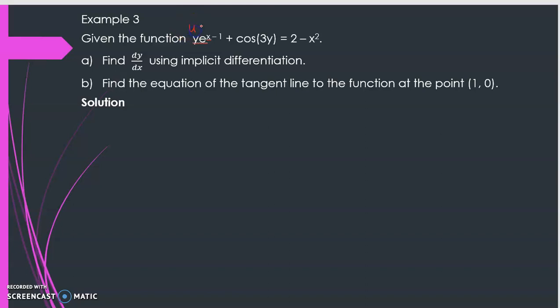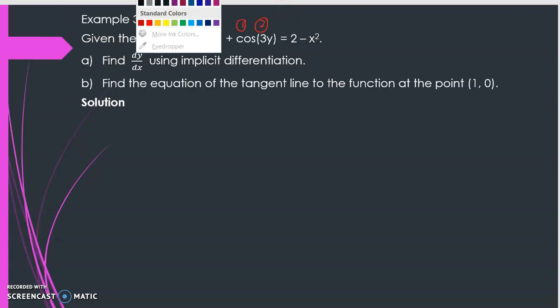Here y is our u, and e to the power of x minus 1 is our v. So here we should use the product rule. Next, differentiate cos, then differentiate 3y. This one we differentiate as usual. So now we look at question A. Try to solve A.